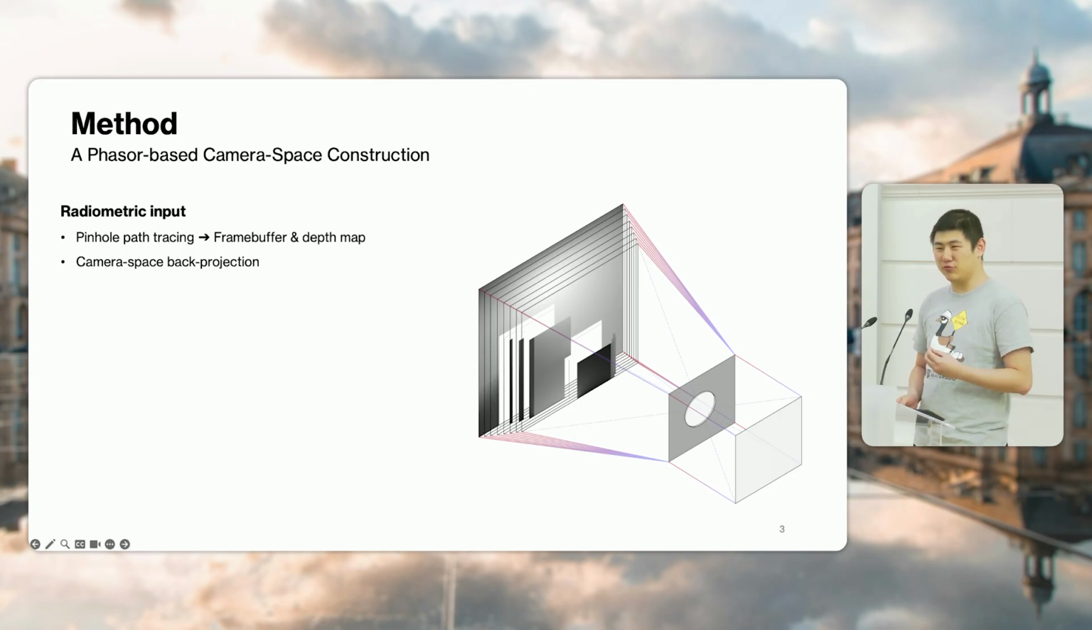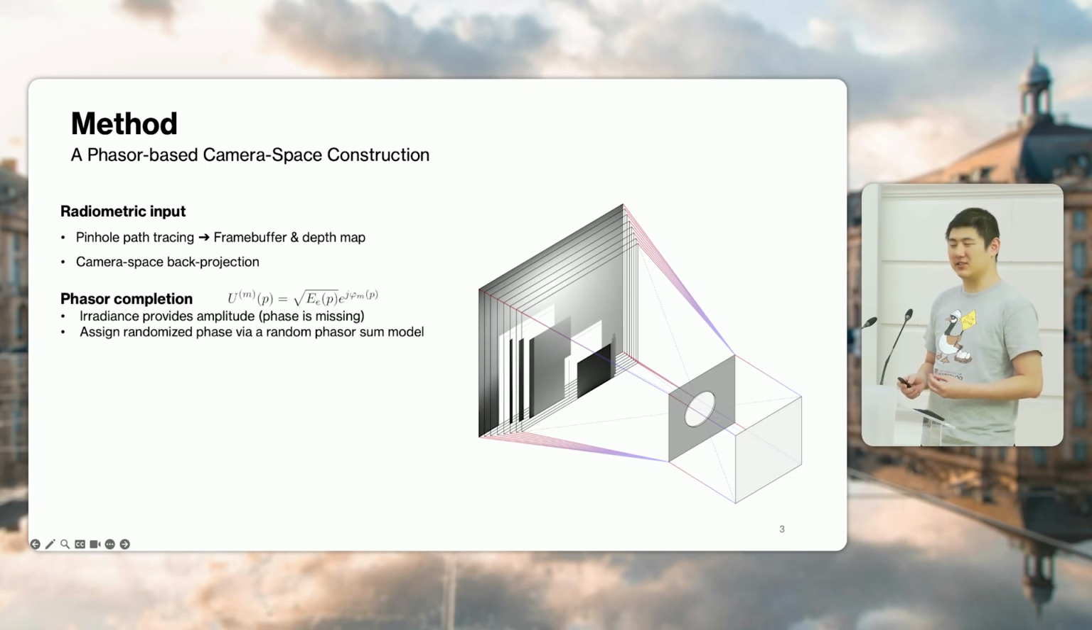We choose the camera space because we want the overall process to be straightforward and controllable. So we start from taking pinhole path tracing input and the depth map. We back project it to the camera space. And the irradiance gives us the amplitude of the field. We still need the missing phase, but this is an underdetermined problem.